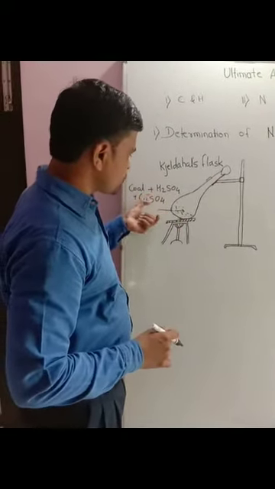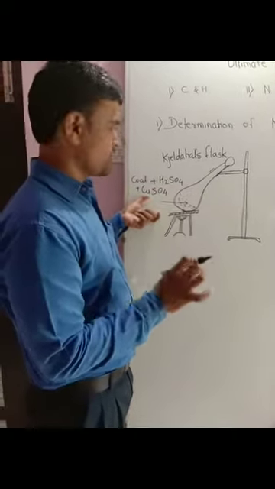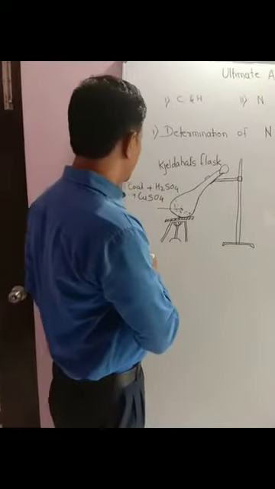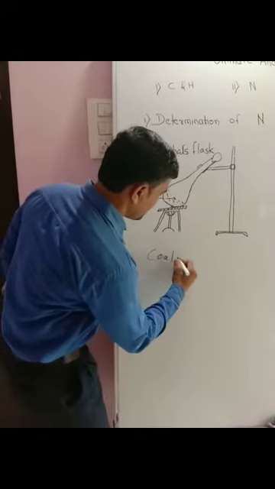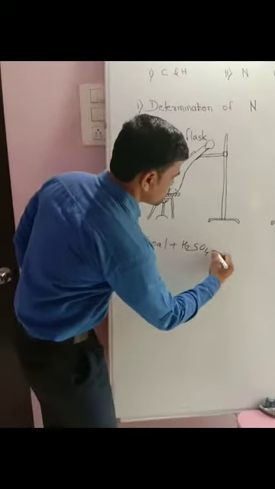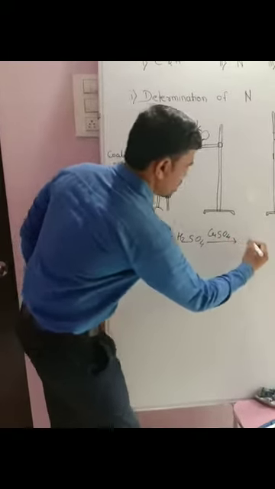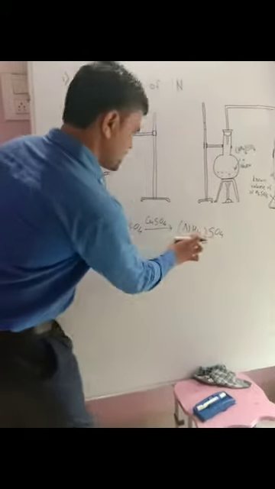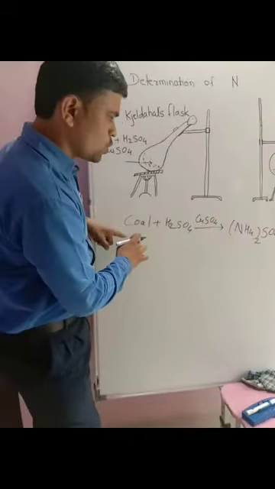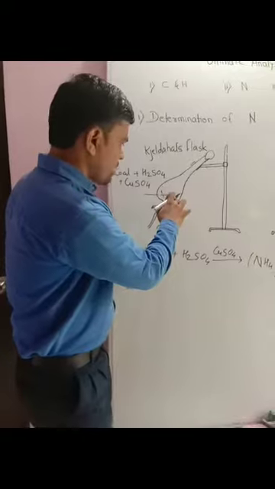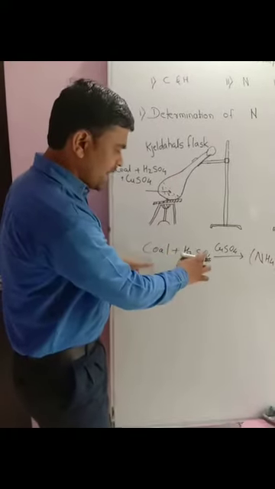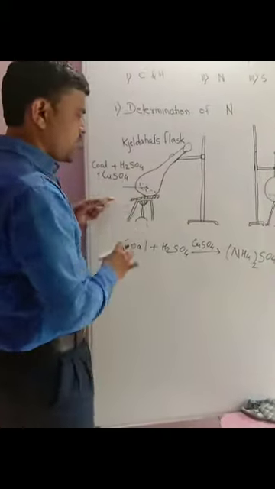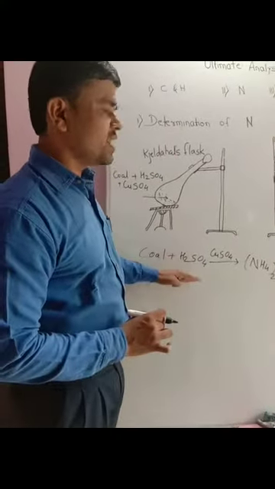Now, this process is known as the Kjeldahl digestion process, in which the coal sample is heated with sulfuric acid and copper sulfate to convert it into ammonium sulfate. The nitrogen present in the coal sample, when reacted with sulfuric acid in the presence of copper sulfate, is converted into ammonium sulfate. This process is known as the Kjeldahl digestion process.